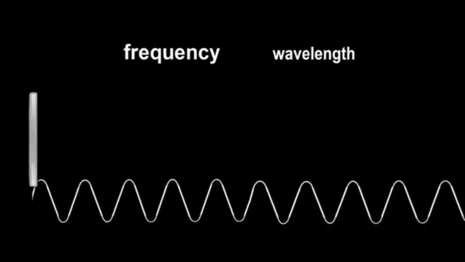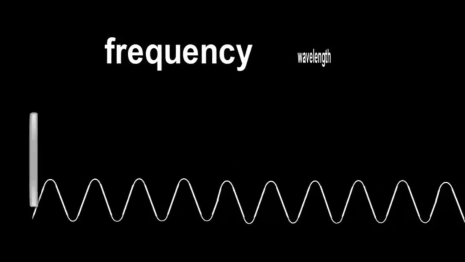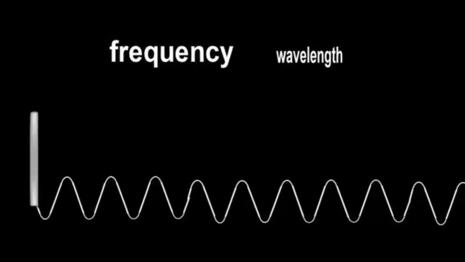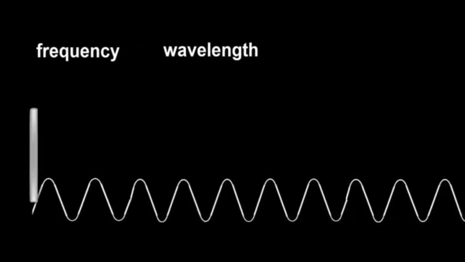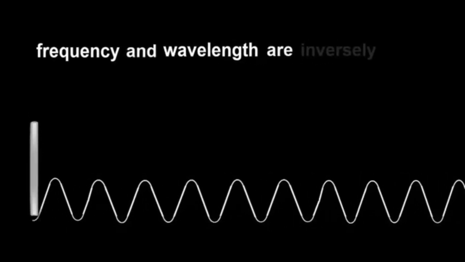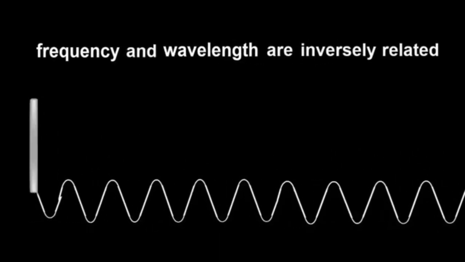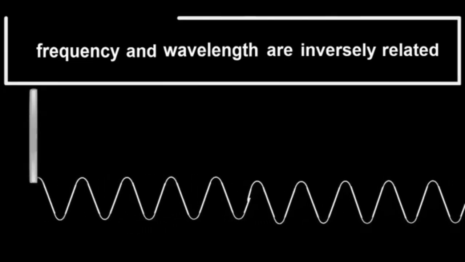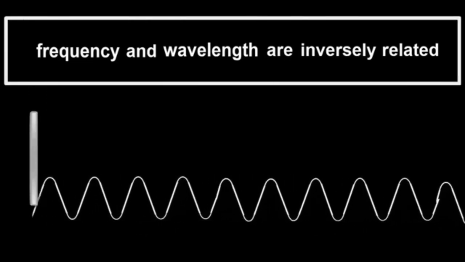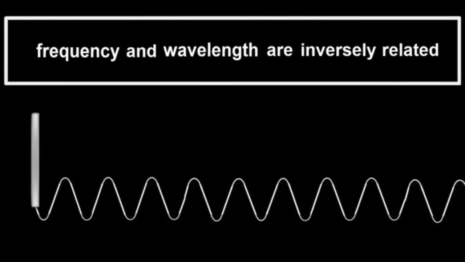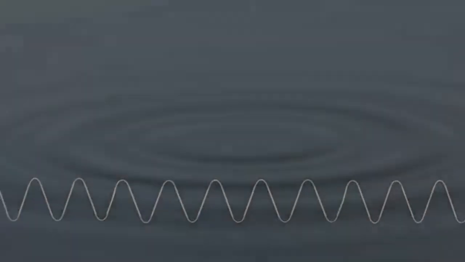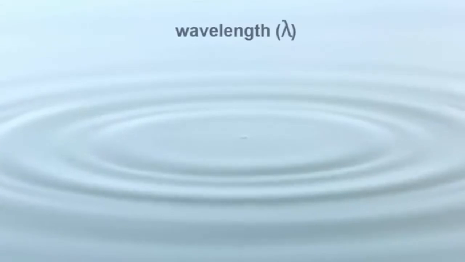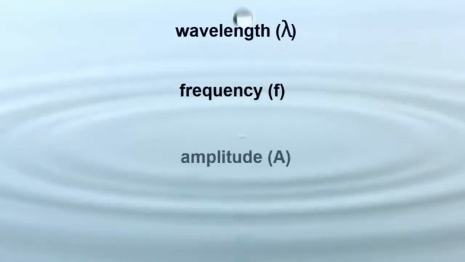This means that when frequency increases, wavelength decreases, and vice versa. So we can say that frequency and wavelength are inversely related. That makes sense. When we increase the frequency, more waves are squeezed in, reducing the distance between them. We've looked at wavelength, frequency, amplitude and speed.